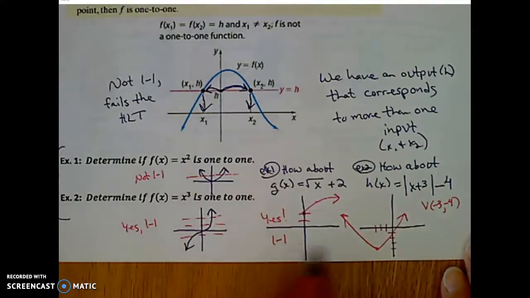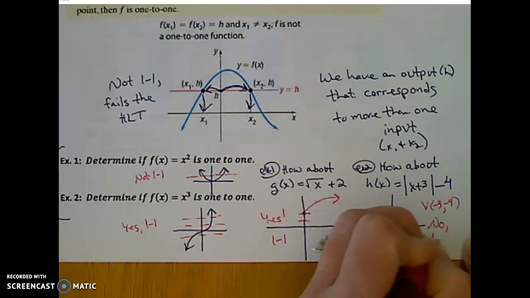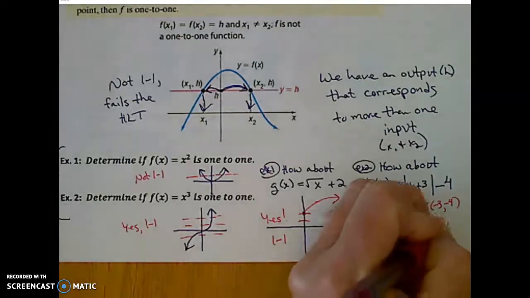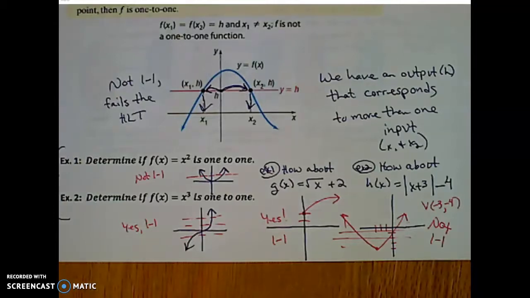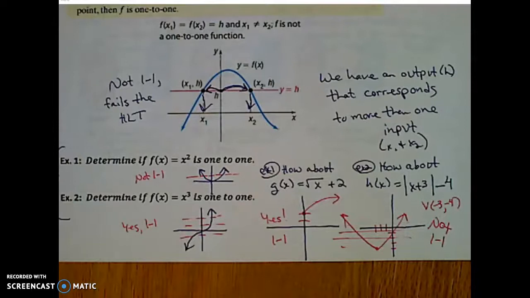Please notice that that absolute value graph fails the horizontal line test. So no, it is not a one-to-one function. I should say not one-to-one. It is a function. It passes the vertical line test, but it's not a one-to-one function.